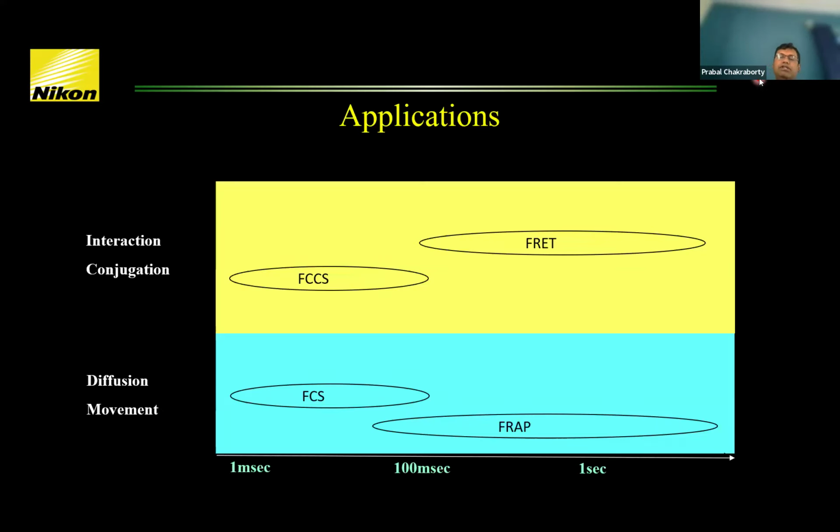Now there are some advanced applications also. I'm not going into all the details, like FRET or Förster resonance energy transfer. Probably you have already studied it. And then there are two spectroscopy techniques, FCS, fluorescence correlation spectroscopy, and FCCS, fluorescence cross-correlation spectroscopy, that you can use to see protein-protein interaction. And there is another technique called FRAP, or fluorescence recovery after photobleaching. These are the advanced applications that are possible with the confocal.